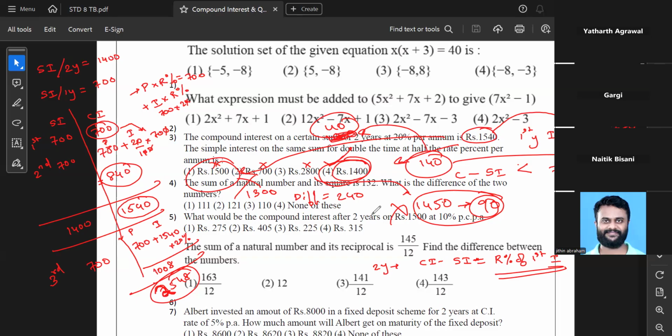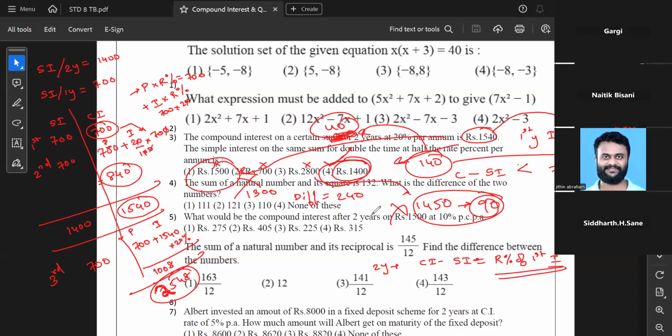Gargi, tell me, what's your query? Sir, I joined a bit late, so we are in the third question. We finished the first two questions, right? No, Gargi. The first two questions are from quadratic equation. Since we have already done a worksheet for quadratic equation, I'll not be repeating that. This particular worksheet consists of two topics, quadratic equation and compound interest. So I'll be solving only compound interest from here. Okay, sir, thank you.